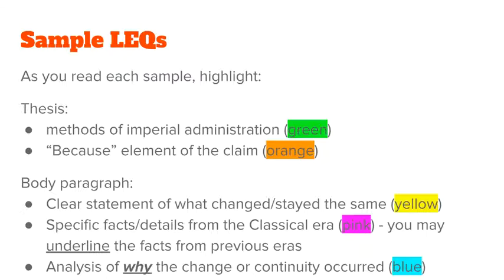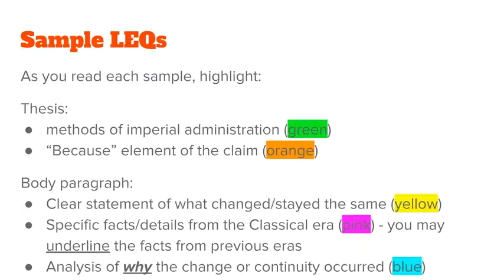So for the thesis, we're looking for 2 different things. Number 1 is I want you to identify where in the thesis you see reference to methods of imperial administration. Basically, we're checking the topics in these example thesis statements to see whether or not they match the prompt. So we're going to highlight methods in green.